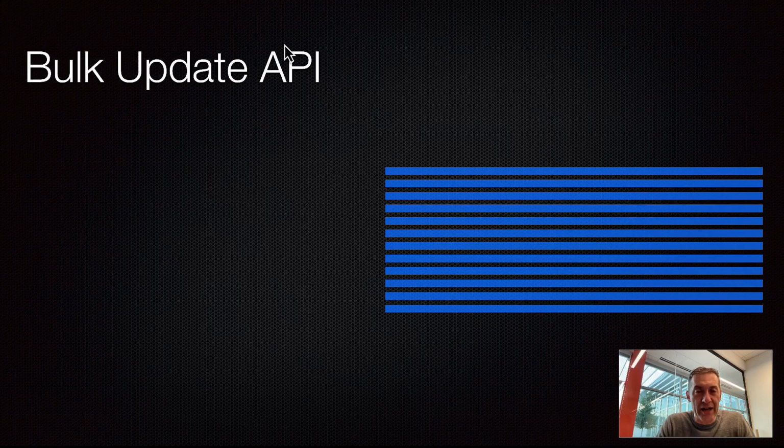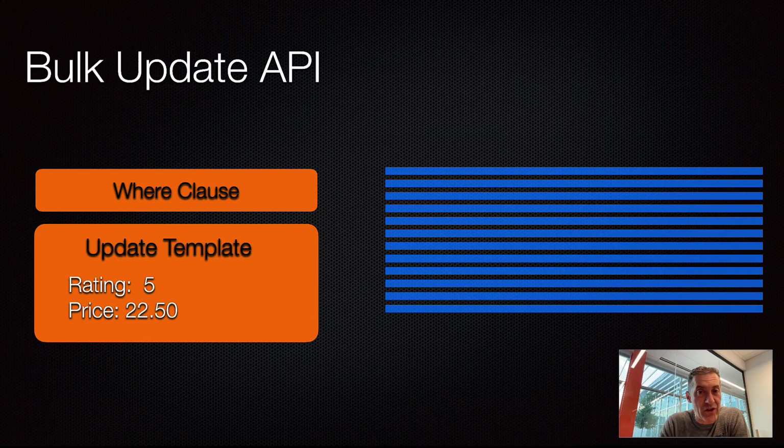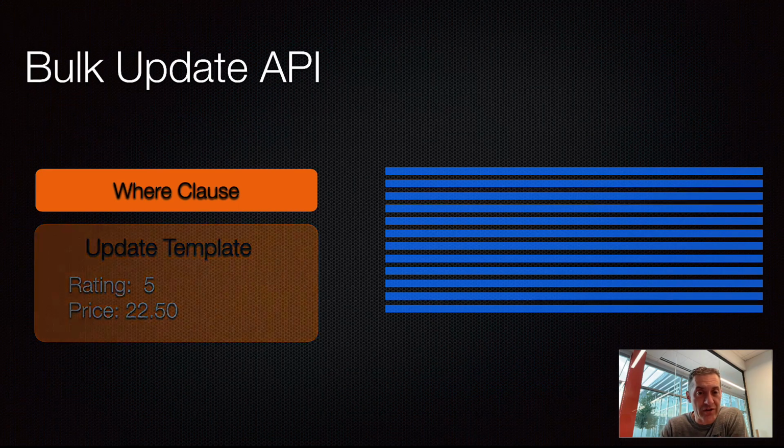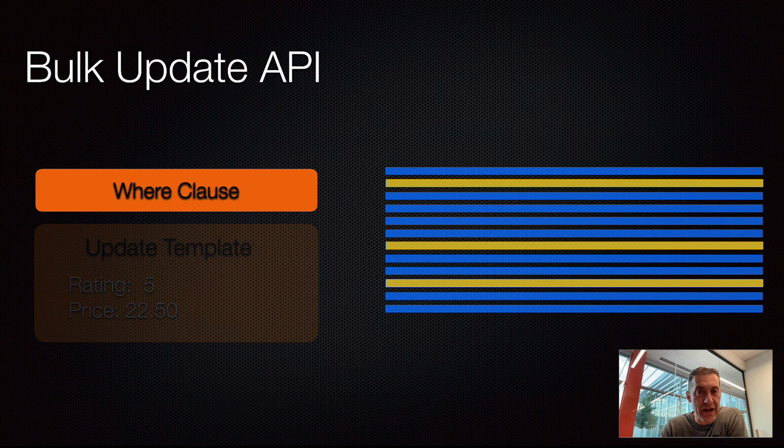Here, these blue lines, let's say that they are records in the database, and a request for bulk update comes in, and it contains a where clause, as I mentioned, and what we call the update template. The way this will work is the where clause goes to work and identifies the actual objects that will be updated. So any object that matches the condition expressed in the where clause becomes a candidate for update. These yellow lines are the objects that will be updated.